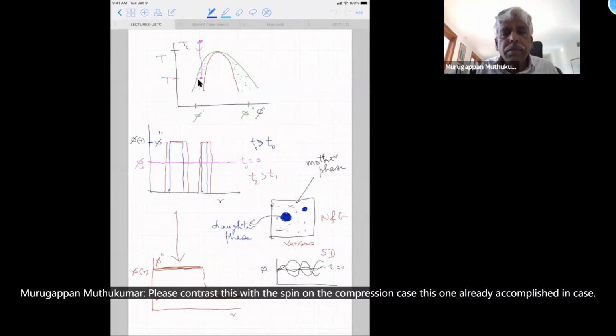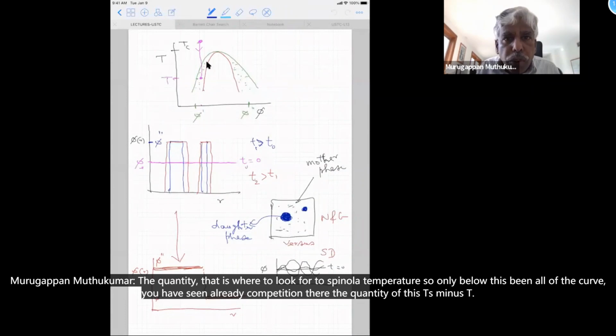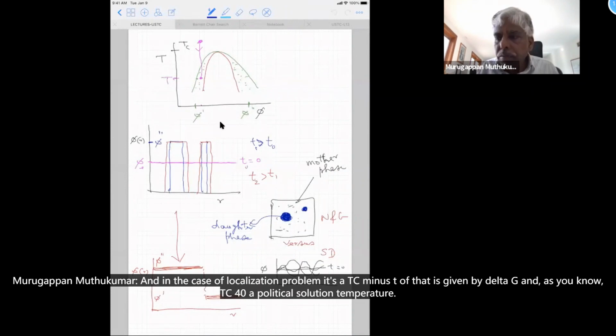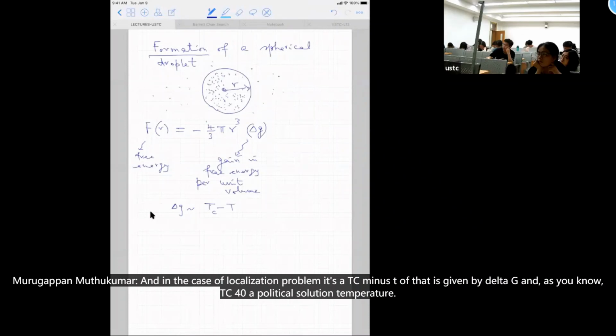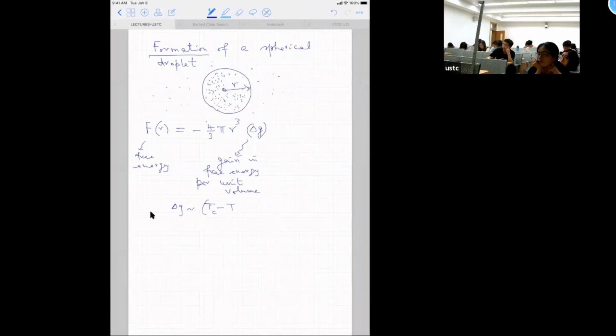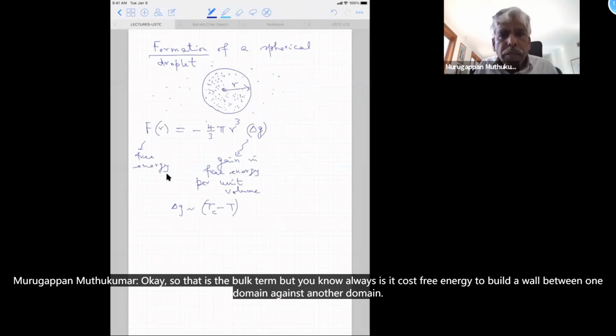Please contrast this with the spinodal decomposition case. In the spinodal decomposition case, the quench depth is with respect to the spinodal temperature. So only below the spinodal curve do you have spinodal decomposition. There, the quench depth is Ts minus T. And in the case of the nucleation problem, it's Tc minus T. That is given by delta G. And as you know, for an upper critical solution temperature, Tc minus T is positive. Okay, so that is the bulk term.